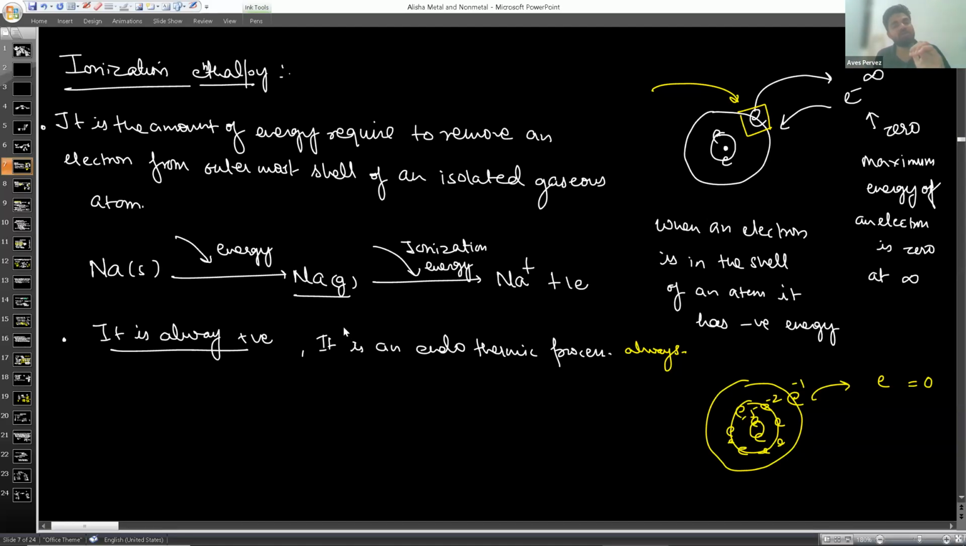It means when we remove an electron from any atom, whether it is a metal or a non-metal, you have to give energy to it. So we'll say that it is the amount of energy required to remove an electron from the outermost shell of an isolated gaseous atom. And it is always positive. It is always an endothermic process.